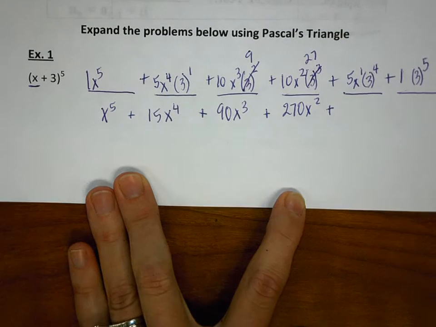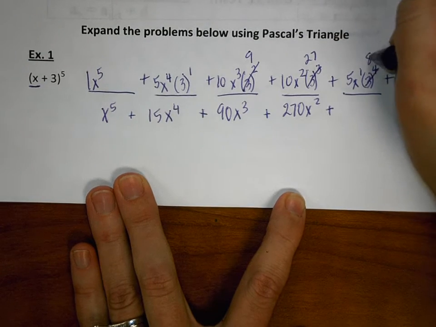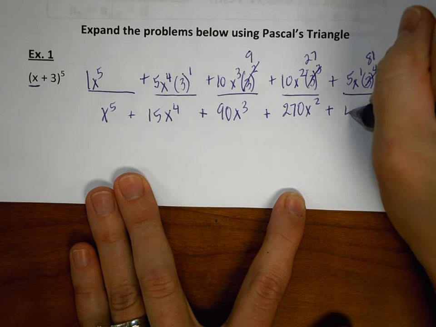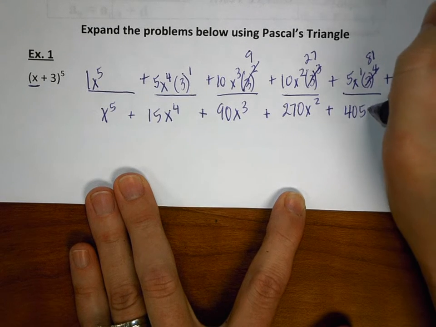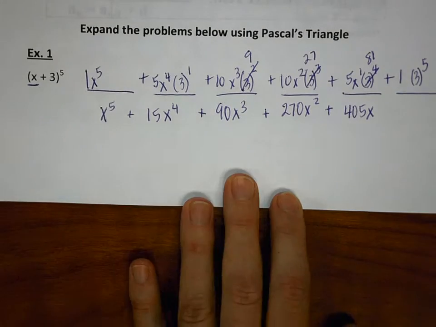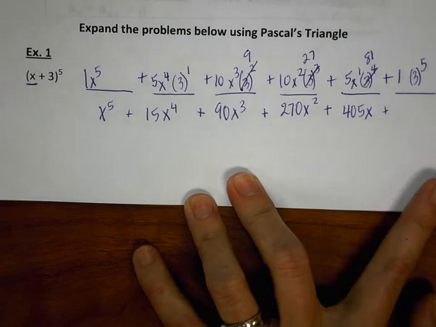Plus, 3 to the 4th power is what? 81, and 81 times 5 is? Very good. 405 is correct. 405, and then x to the first is, I'm just going to write as x. You can write your first power, though, if you want to. Okay? Plus, and then I have 3 to the fifth.